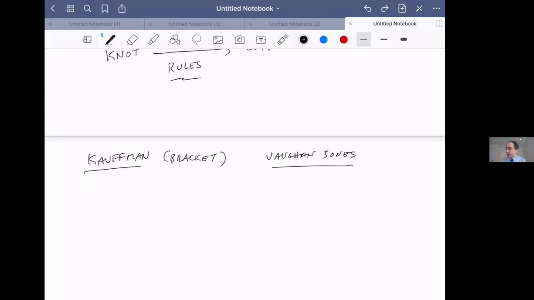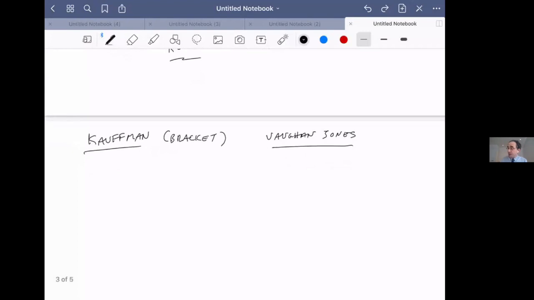So in order to define the Kauffman invariant, we have to first pick a number, and we'll call it A. A stands for a number.